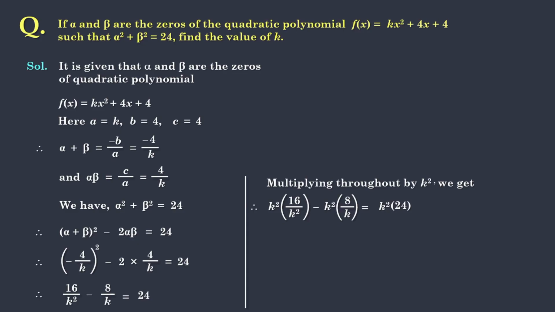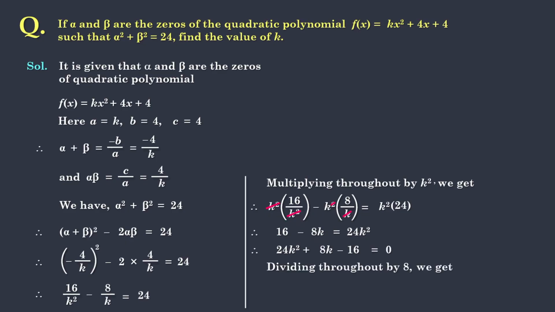To remove the denominators, multiply the entire equation by k squared. This gives 16 minus 8k equals 24k squared. Rearranging the equation, we get 24k squared plus 8k minus 16 equals 0. Now divide the entire equation by 8 to simplify. We obtain 3k squared plus k minus 2 equals 0.